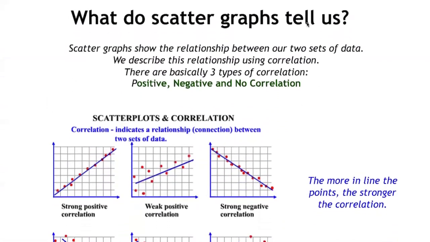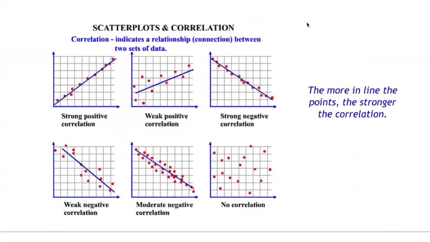Okay, so here we have 6 different scatter graphs. Now there are 3 different ways of describing a scatter graph or a scatter plot. You can say that they are a positive correlation, a negative correlation, or no correlation. So a positive correlation is one where quite easily you can see that the line goes from the bottom left up to the top right. We're going for a slope going in that direction.